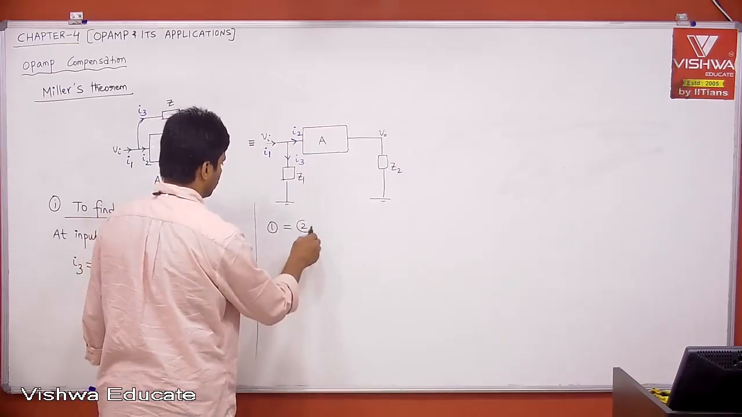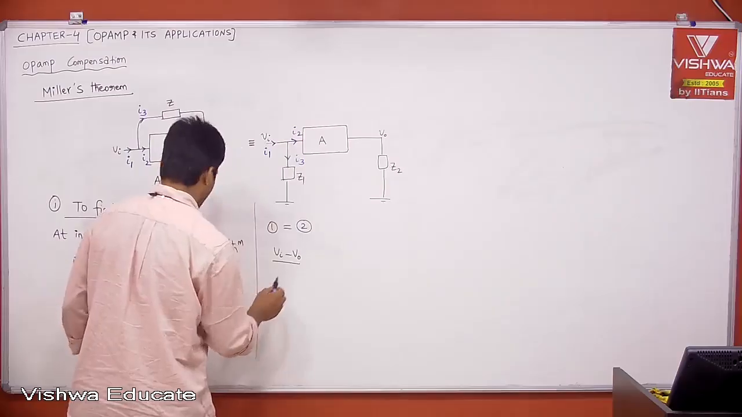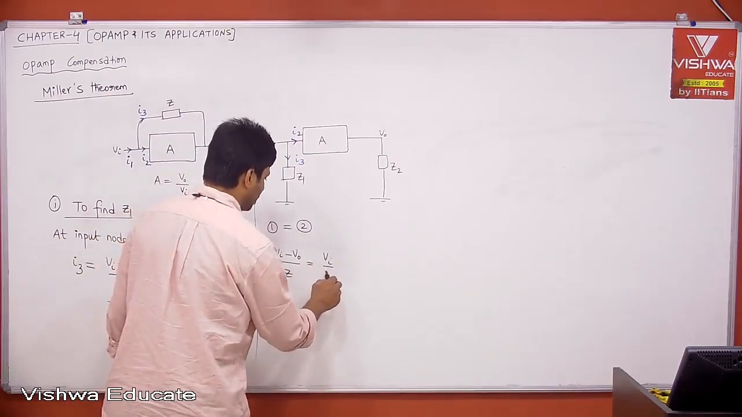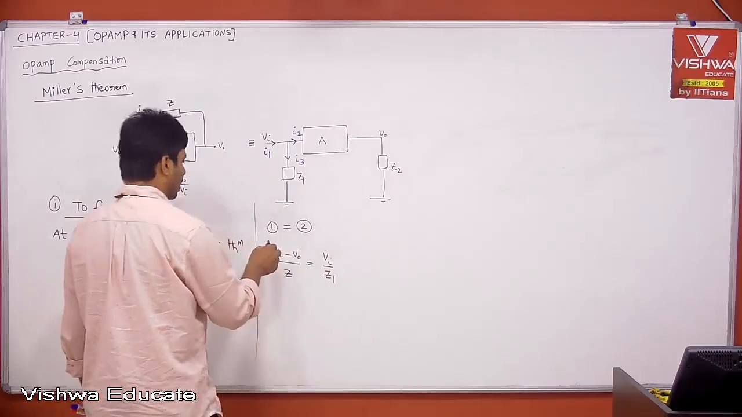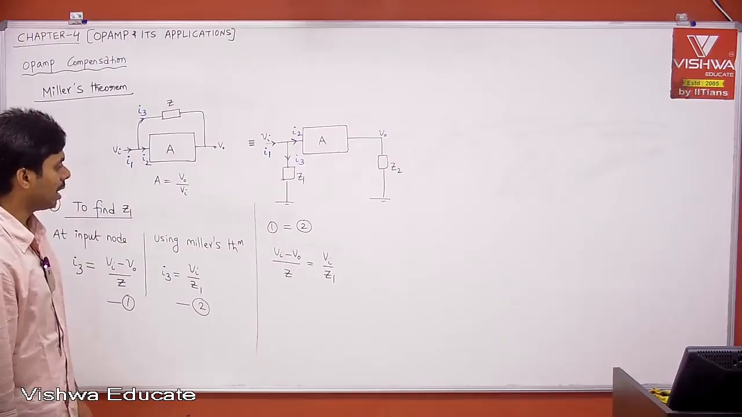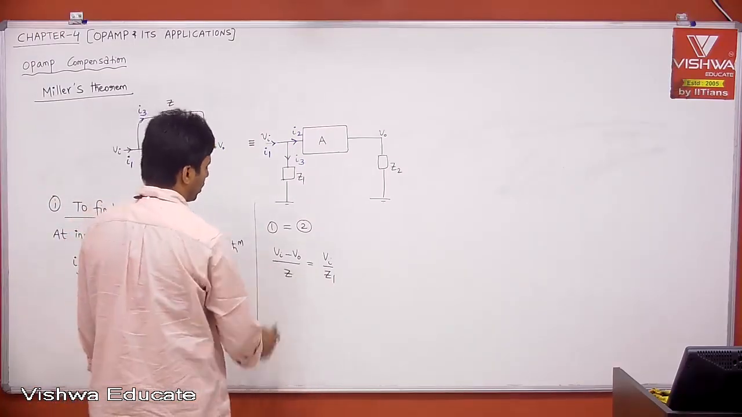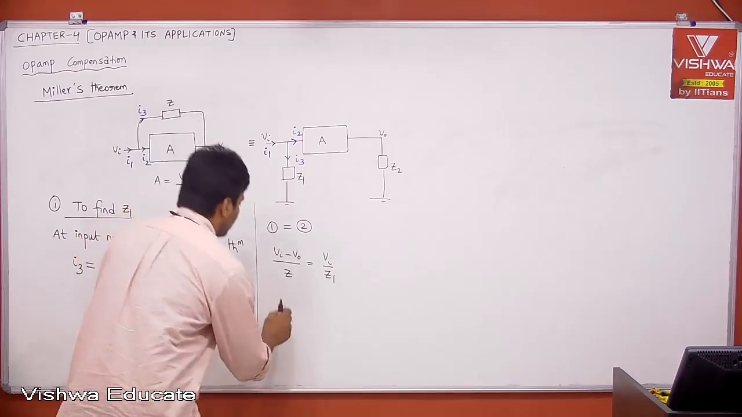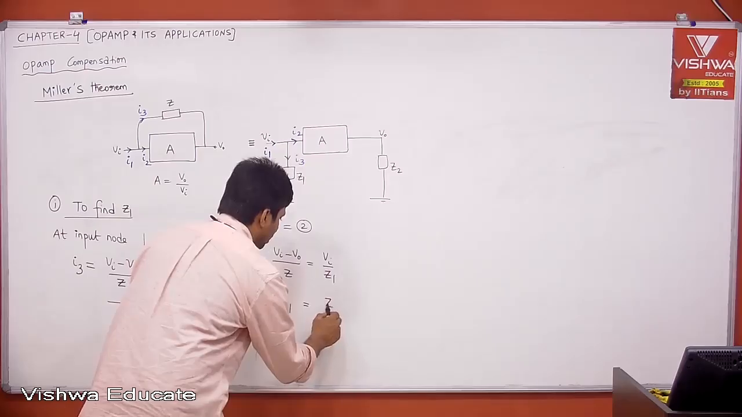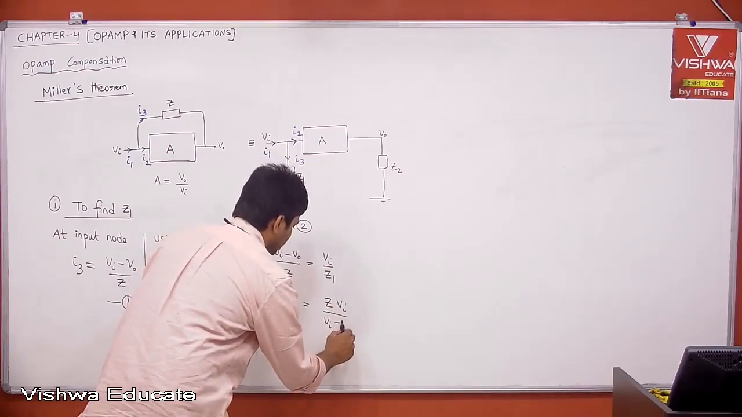Then what is this? Vi minus V naught divided by Z is equal to Vi divided by Z1. Take this Z1 to left hand side and then this to right hand side. Okay, then you'll get it. Because your aim is to find Z1, therefore, Z1 is equal to this Z into Vi divided by Vi minus V naught.